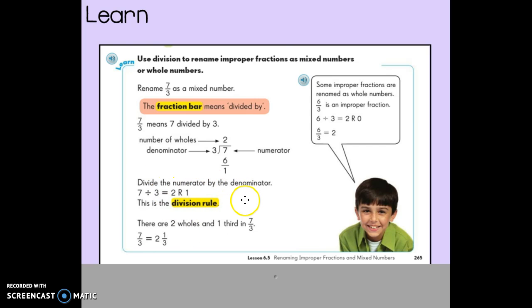Now, if division's too hard to do, you can also just draw your circles. 7/3. I know that I have to have a circle drawn into thirds, and I need 7 pieces. So there's 1, 2, 3. Split into thirds again. It's a horrible third, sorry. 4, 5, 6. Split into thirds again. 7. So what I just did, I see I have 2 wholes, which is right there, and 1/3 left. So if the division's too tricky, you can still draw the pictures.